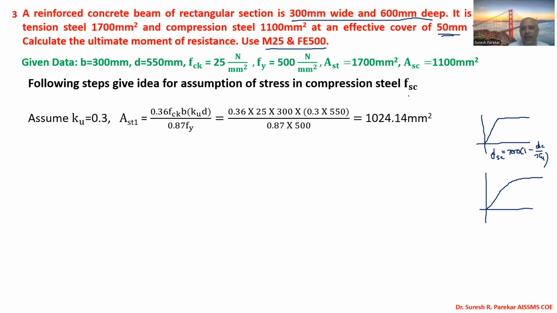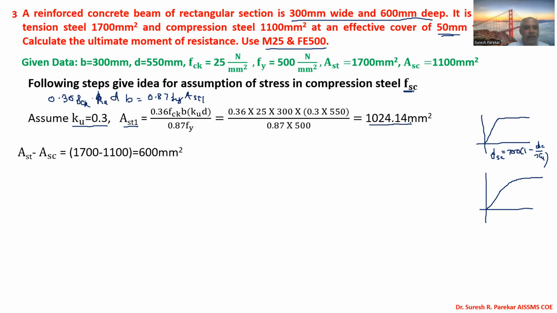Now we have to start, so we will assume a value of FSC. How will we assume? We have to go with this step. First step, we assume KU as 0.3, and then we calculate AST1. The formula is 0.36 FCK XU into B, where XU we write as KU into D, and that is equal to 0.87 Fy AST1. From this we get AST1 as 0.36 FCK B KU into D upon 0.87 Fy. We substitute all values, which gives AST1 as 1024.14 millimeter square.